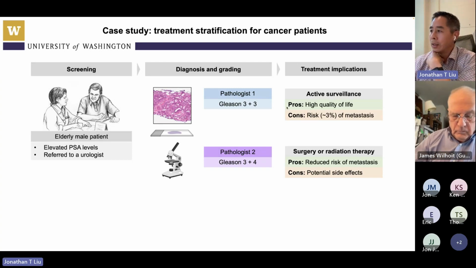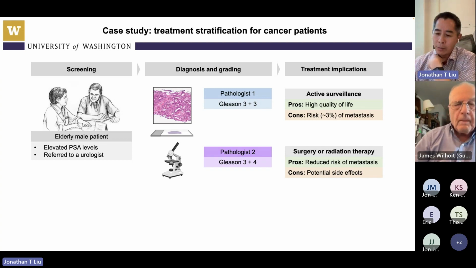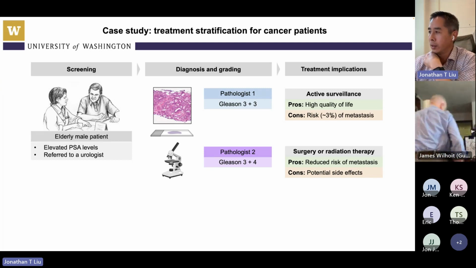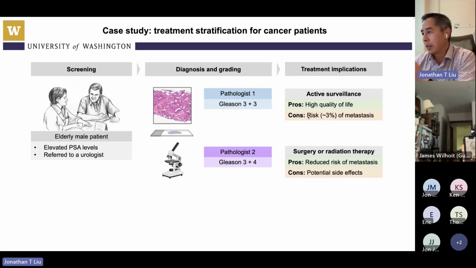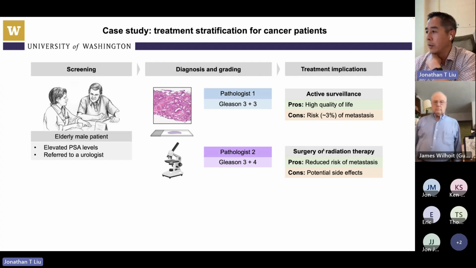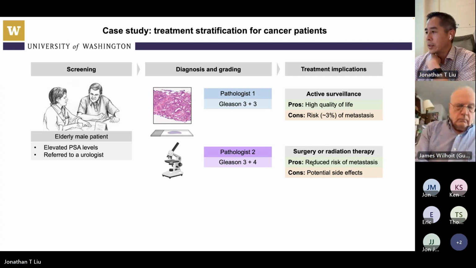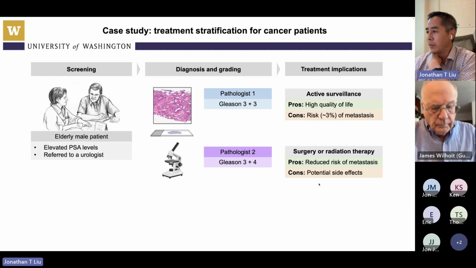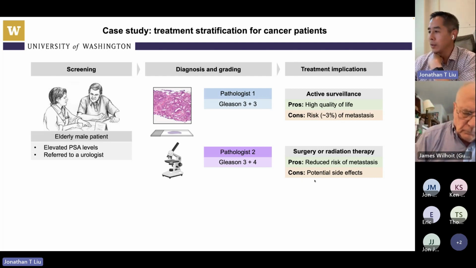Gleason 3+3 usually leads to active surveillance. So you live your life with a high quality of life. You come back annually for additional biopsies just to track the disease. Of course, there is maybe a slight risk if this is truly aggressive cancer. It could lead to metastasis and maybe death. With Gleason 3+4, now they recommend typically surgical removal of the prostate or radiation therapy. It's about 50-50 right now between those two different choices. This reduces the risk of metastasis, but it could have potentially serious side effects like incontinence, impotence.